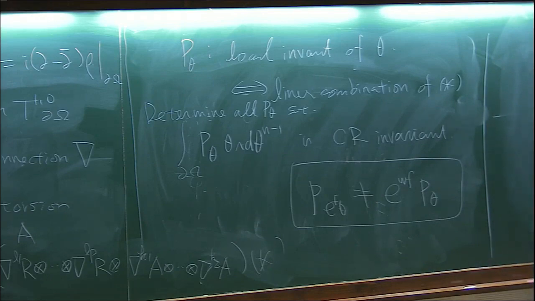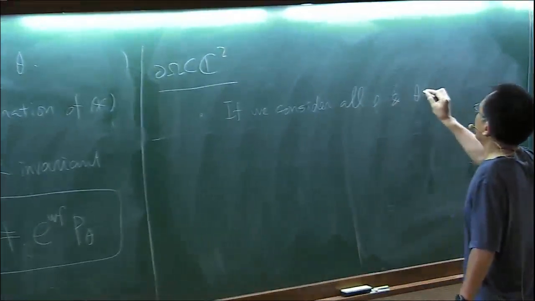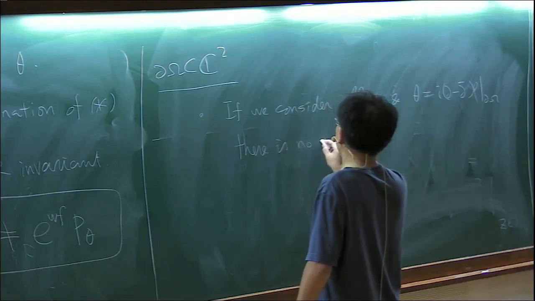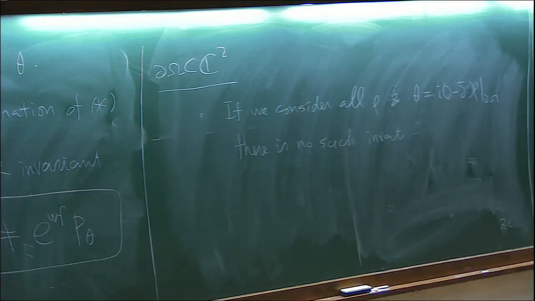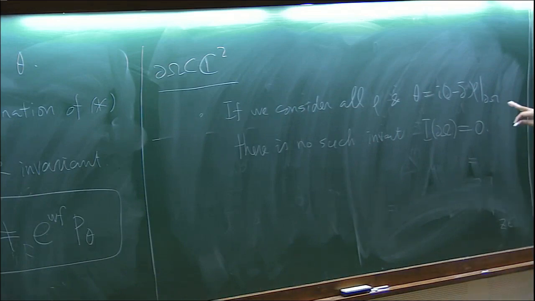And when n equals 3, we can do this quite explicitly. So C^2 with boundary. In this case, the first answer is, if we consider all rho and theta, there is no such invariant. So the only answer is zero. Maybe something with divergence can be put here, then the integral is zero. So we are interested in this number I, which equals zero always. So choosing everything is not good.